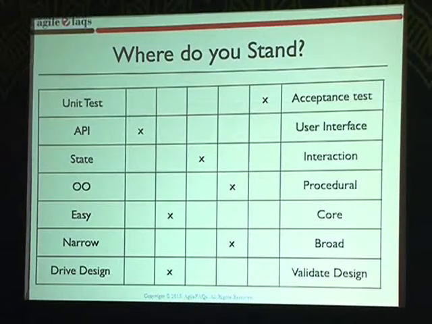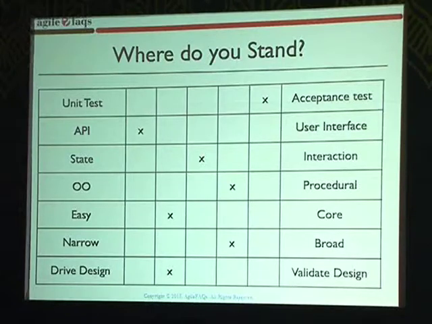We asked, what are the driving factors that drive different decisions when you're doing test-driven development? What I mean by that is, are you using your unit tests predominantly to drive your development? Are you using your acceptance tests to drive it? What's your starting point, right? Are you going after the API or are you going from the UI? Are you looking at the API or at the interaction, right?